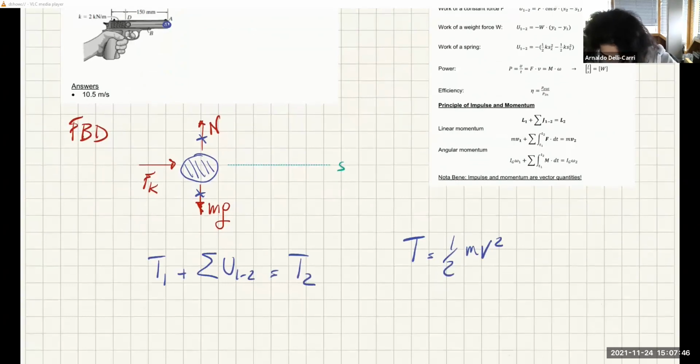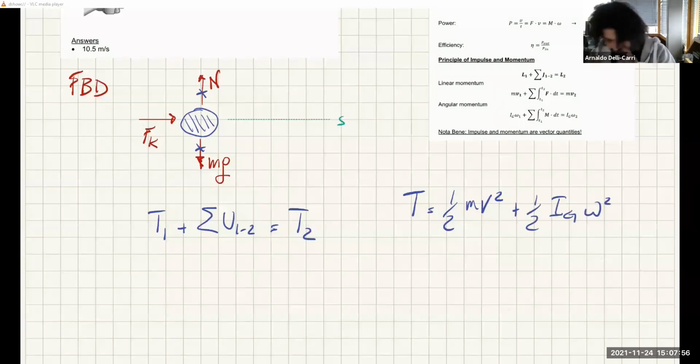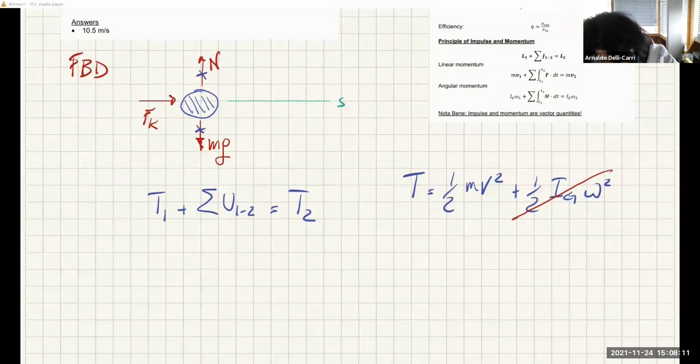In this case, we have only translations. Remember, this is the general kinetic energy, but of course, we have that omega in this case is 0. So we don't experience rotation. All right, so let's start. Let's put everything in formulae. So the only one, this sum contains a single element.